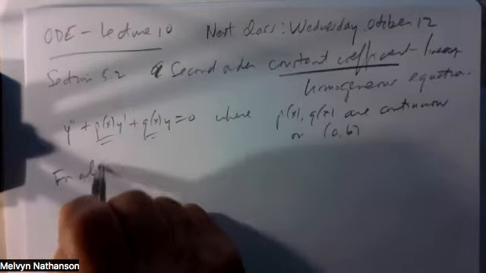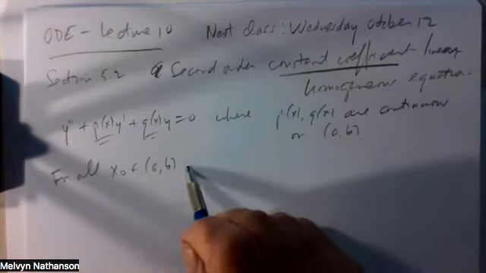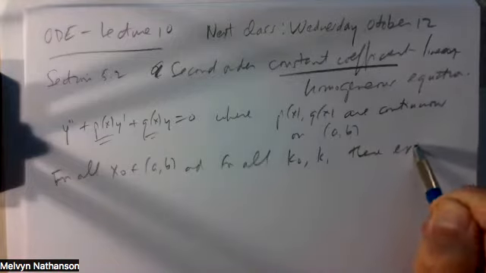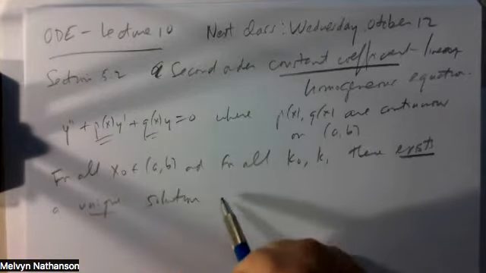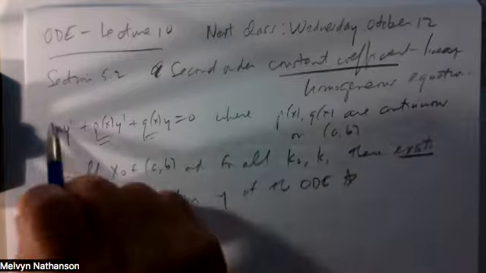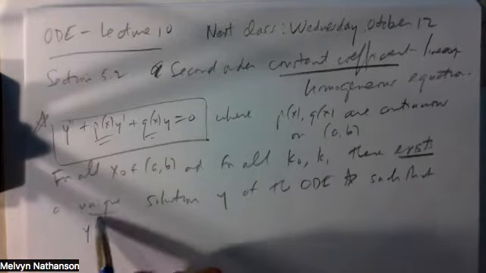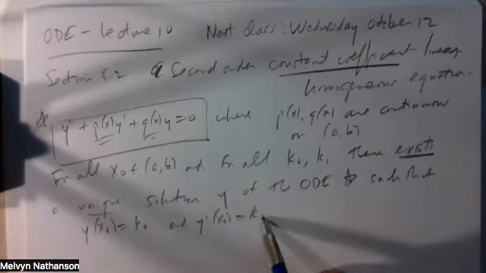So for all x naught in the interval from a to b, that is x naught is a number strictly between a and b, and for all numbers k naught and k1, there exists a unique solution y of the equation that satisfies the initial condition that y at x naught equals k naught and y prime of x naught equals k1.